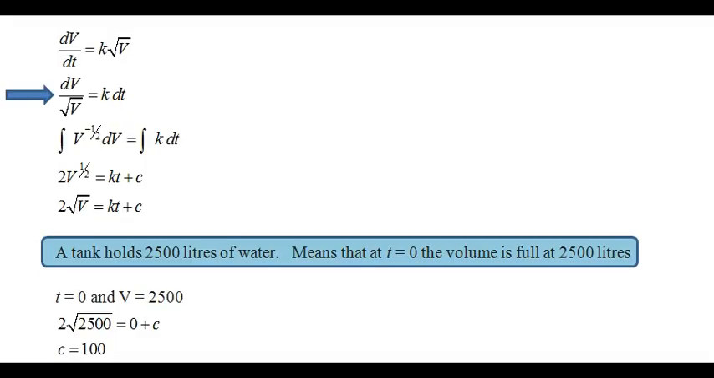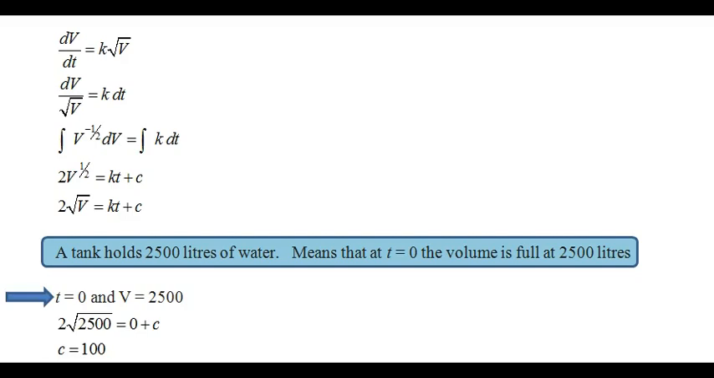The first step in solving the differential equation is to separate the variables to each side. So dV over square root V equals k dt. Now to go from there, we're going to integrate each side. To integrate V to the negative half, increase the power, divide by the power, so we get 2 times V to the positive half, and k is a constant, so it just becomes k times t. Our answer to that integration, 2 square root V equals kt plus c.